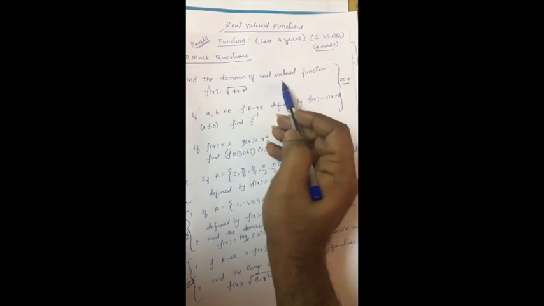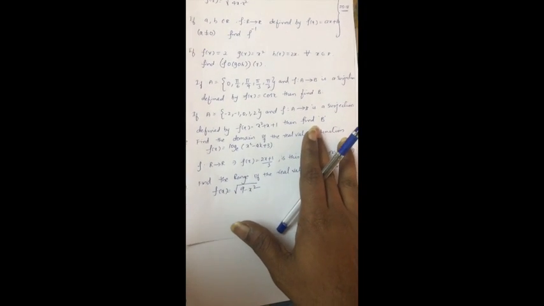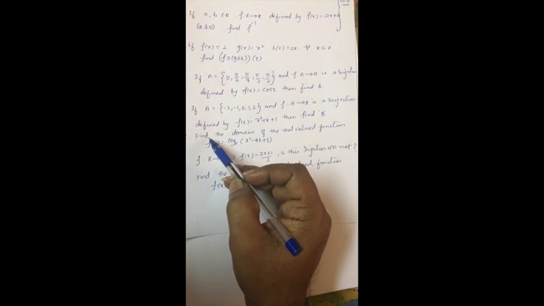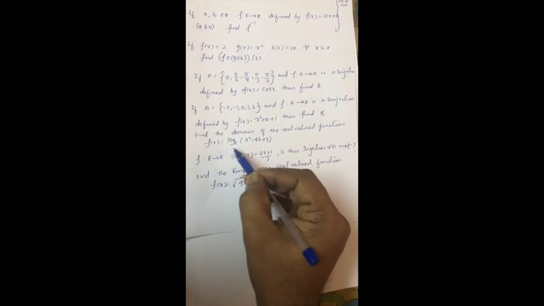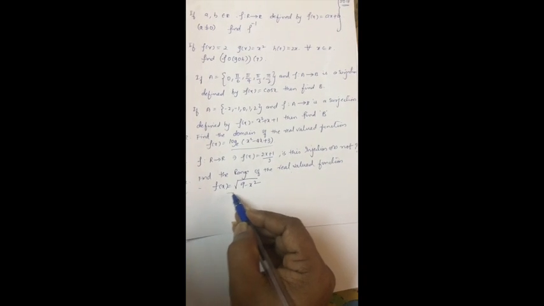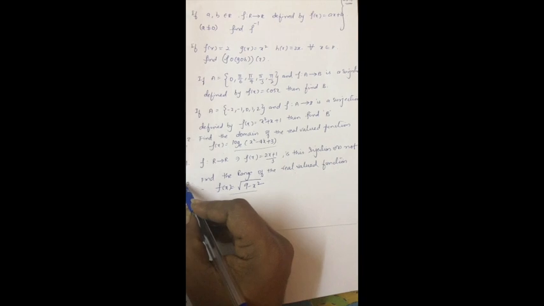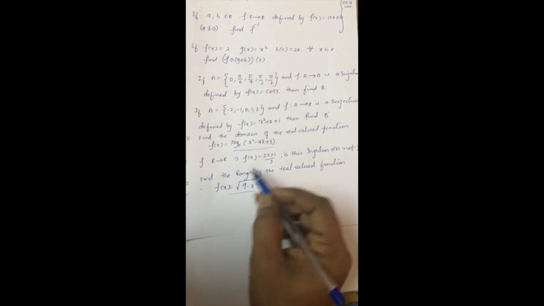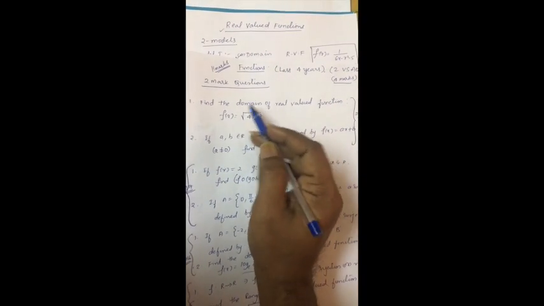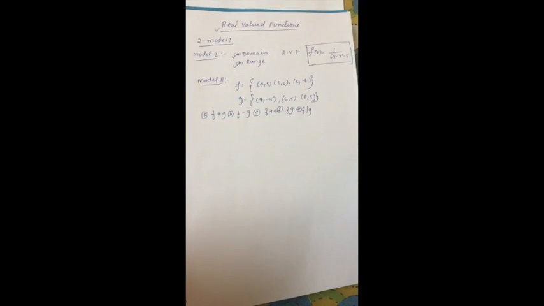And what about 2 marks questions? In 2 marks questions, if you see, they'll ask straight away to find the domain of the real valued function f of x. And there's also one more question: find the domain of the real valued function f of x equal to an expression. Find the range of the real valued function. This was asked in 2015. This question is 2015, this is 2016, and the very first one is 2018. These are some of the previous questions asked.